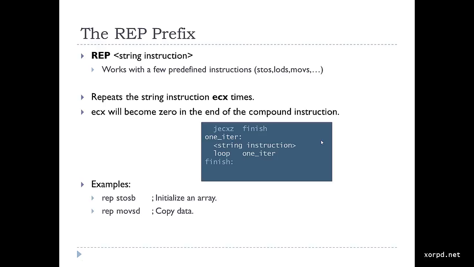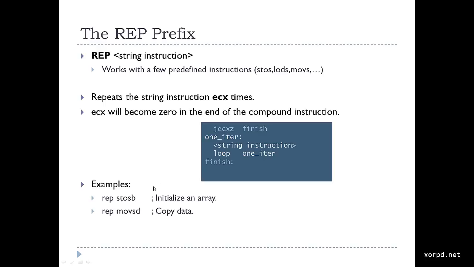Some examples of the rep prefix. Rep stosb, which we have just seen, is great for initializing an array. If you want to initialize an array with zeros, for example, or maybe with some other byte, you can even initialize an array with dwords if you use rep stosd, for example.